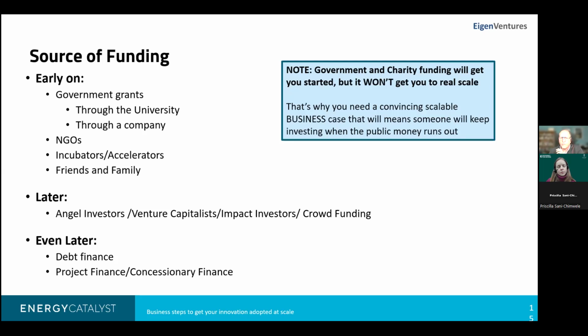Just a note here: try to get away as soon as possible from purely grant funding from government or charity funding. A lot of businesses I see in this space seem to focus almost forever on this kind of approach, but it won't get you to real scale. It won't get you to selling and providing impact in millions. You need that scalable business case. Someone will need to keep on investing when the public money runs out, because public money is good to get you started, but it won't keep you going up to major scale.